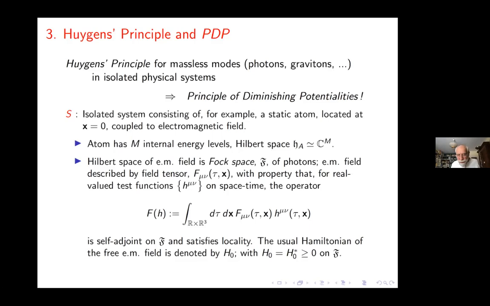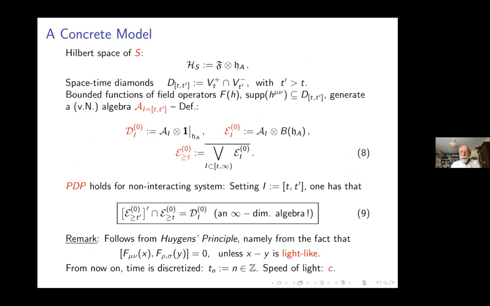It's a positive operator on Fock space. All right, what's the Hilbert space of the system? The Hilbert space of the total system is then the tensor product of the Fock space of the photons and the Hilbert space H sub A of the atom.